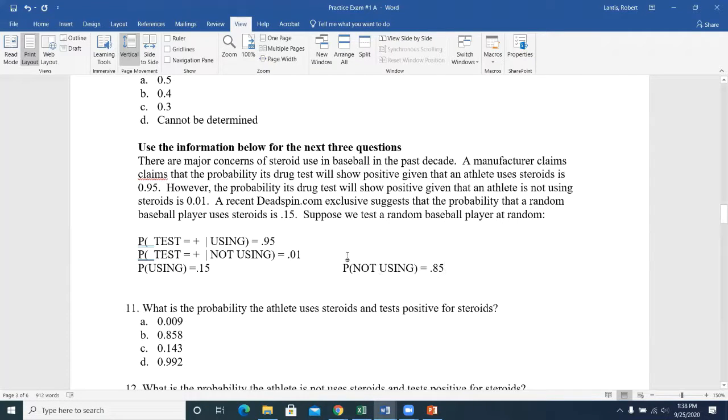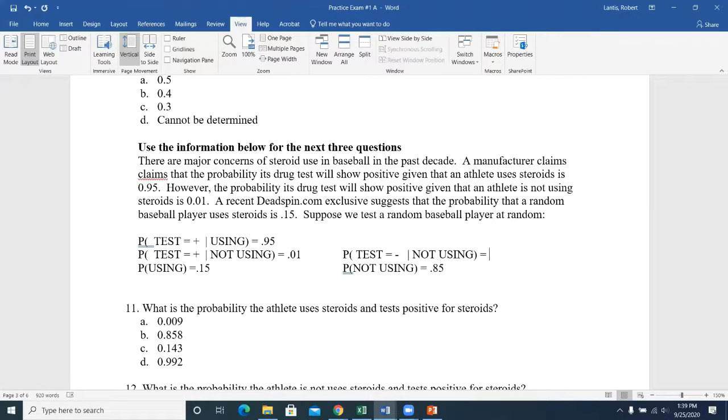What about here? I could say, okay, given that someone is not using steroids, the probability they get a positive test result is 0.01. So if I do the same thing and say, given that they're not using, what's the probability that the test actually comes back negative? What would that probability be?